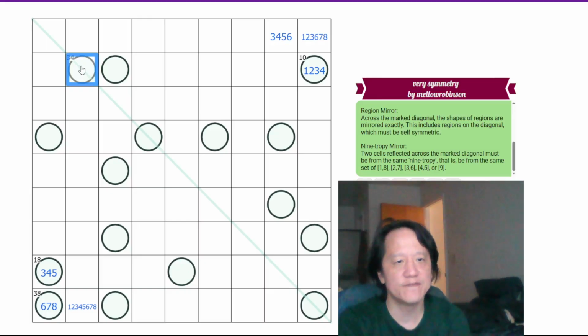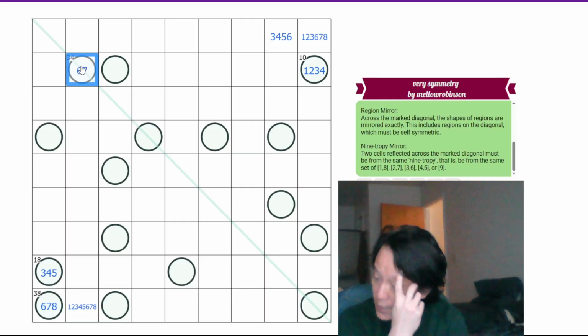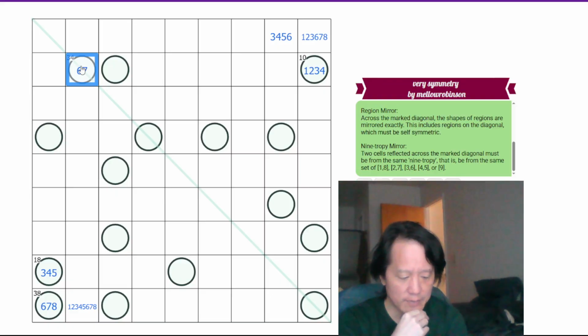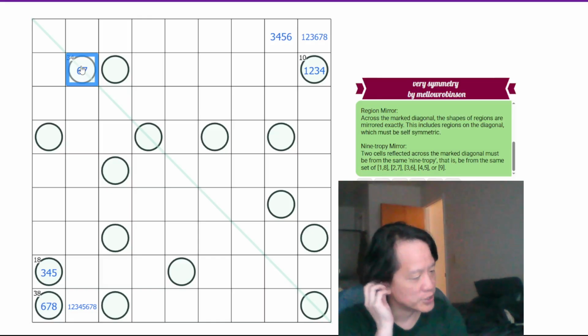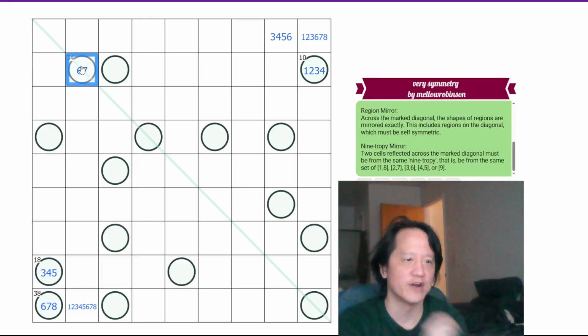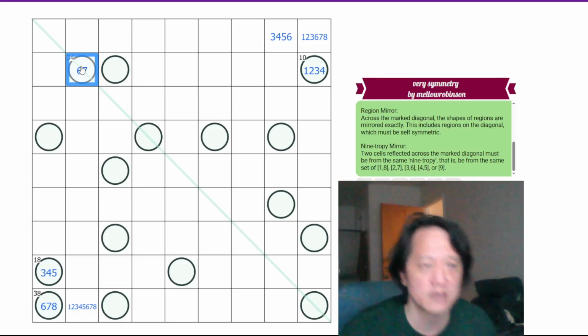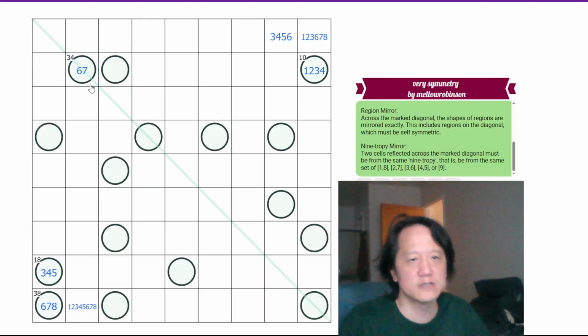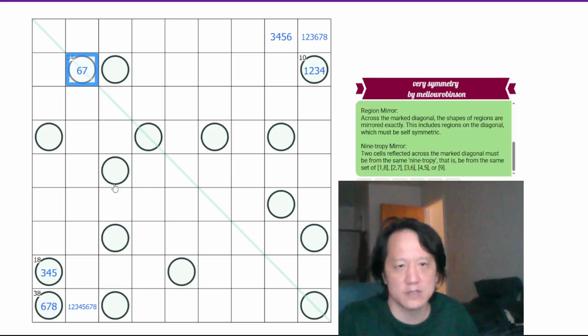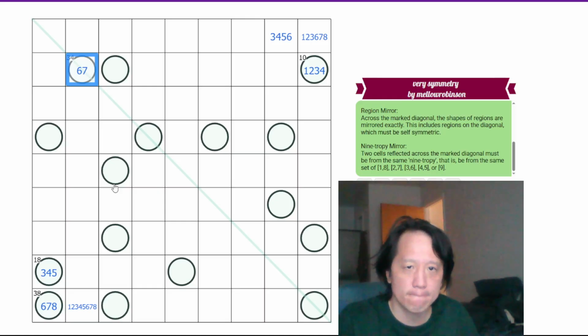So this can't be 5. It could be 6. It could be 7. It cannot be 8, because that means the remaining digit in the region would have to be 11, because 45 minus 34 would be 11. So this could be 6 or 7 cells here. Okay.